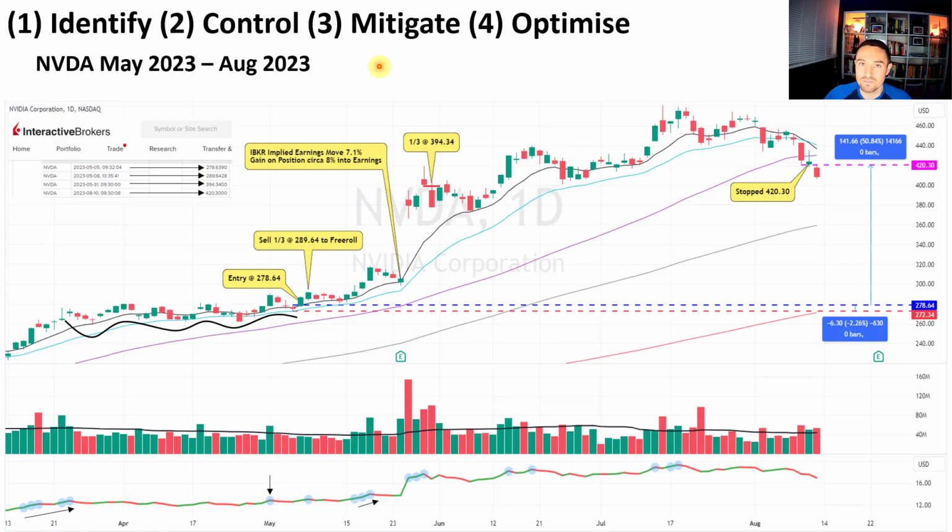So let's just start here with NVIDIA. I'm going to be taking you through recent trades that I've been in and been targeting. So with NVIDIA here, you can see the four elements of the process: identify, control, mitigate, and optimize.